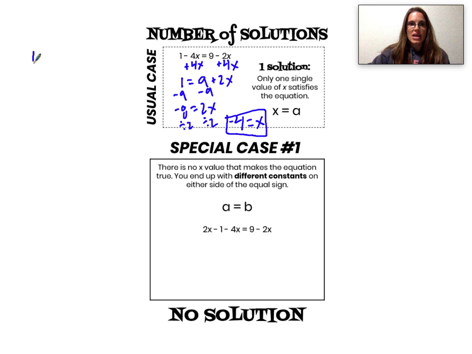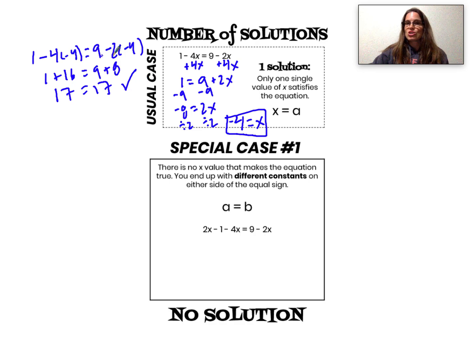If I plug negative 4 in for x, I'm going to get a true statement. 1 minus 4 times negative 4 equals 9 minus 2 times negative 4. 1 plus 16 equals 9 plus 8. This is a true statement. 17 does equal 17. True statement, x equals negative 4.